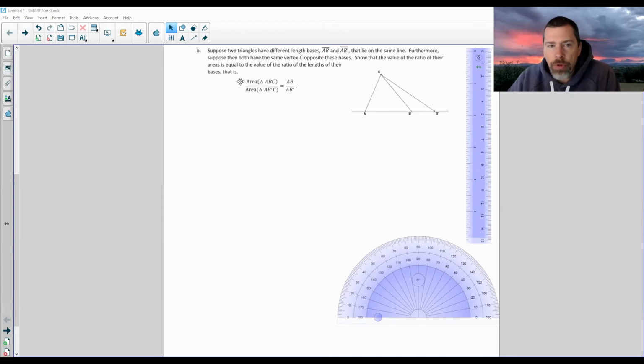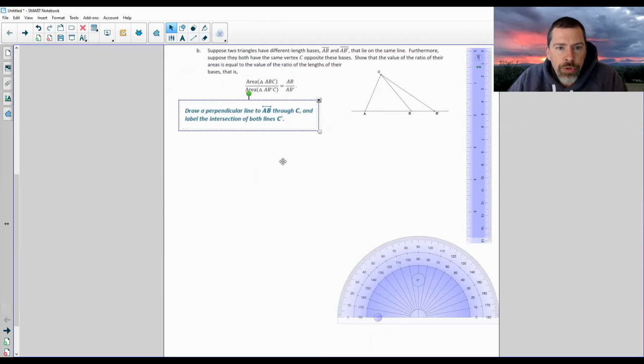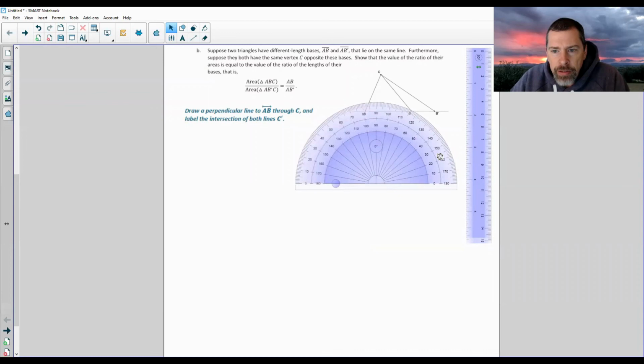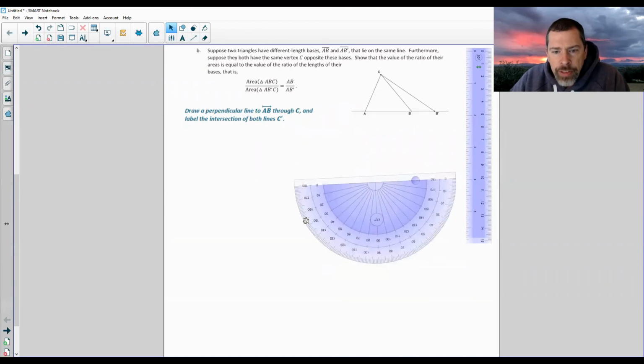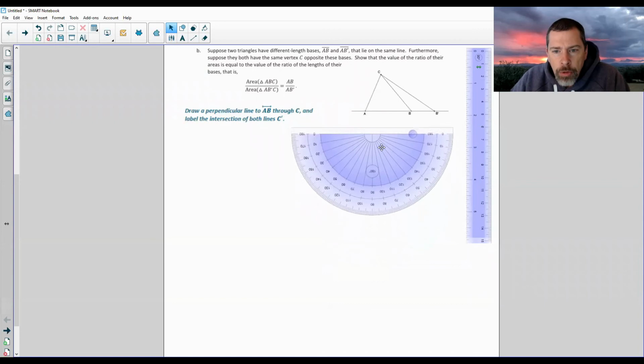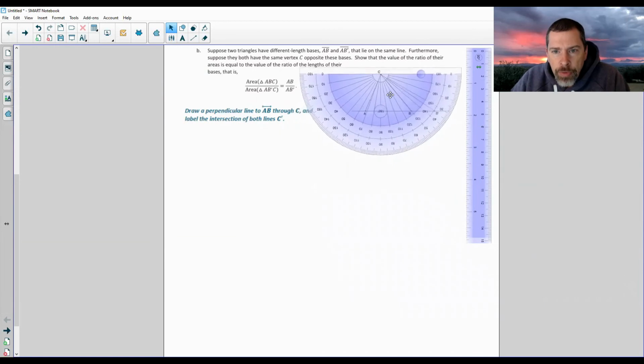Okay, so the first thing we're going to do is draw a perpendicular line to line AB. We're drawing a perpendicular line through C down to AB. So I'll take my protractor, I'll rotate it 180 degrees. I'll put the crosshairs right at point C like this, a little bit to the left. There we go.